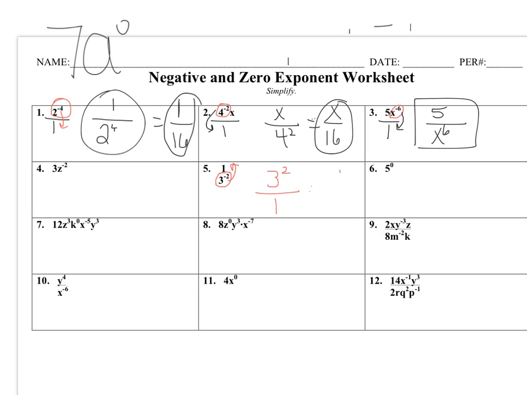3 squared is 9. 9 over 1. If you circle this, you're losing a point because my directions say simplify, and this is not simplified enough. So 9 over 1 equals 9, and I'm done.